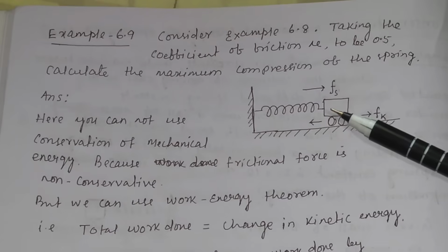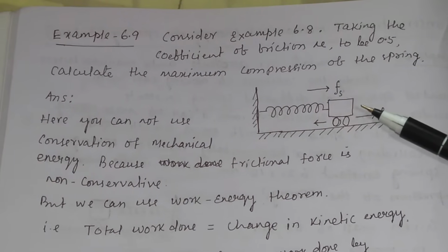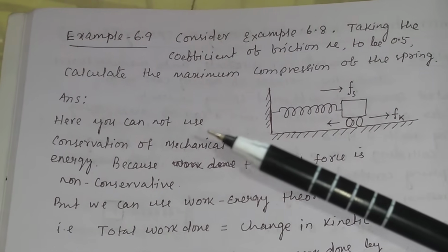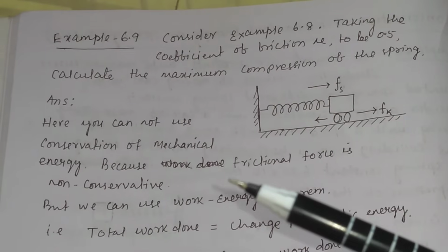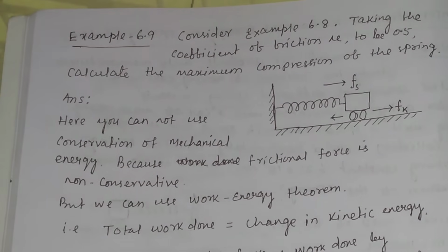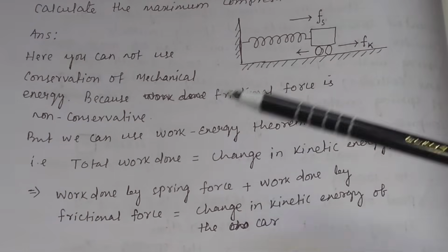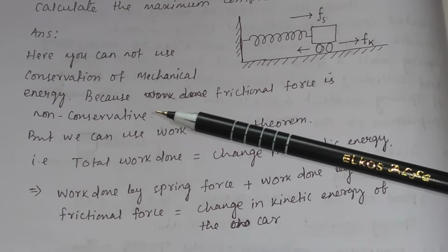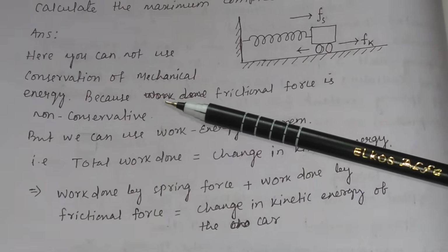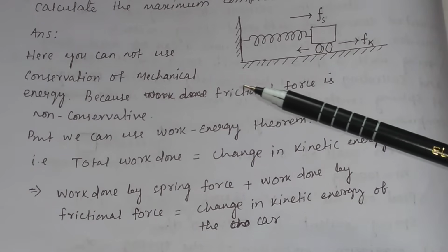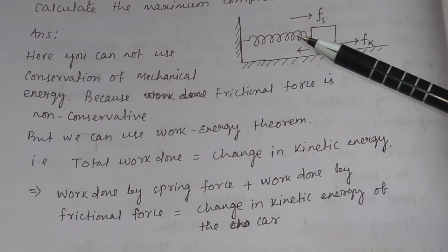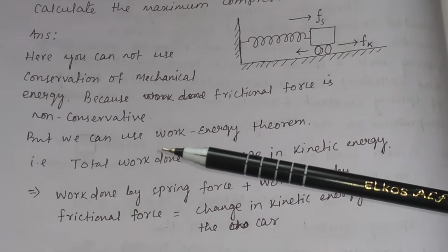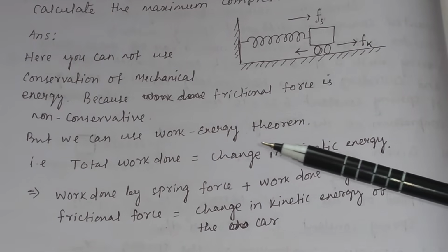So you have here, in addition to the spring force, another force, that is the frictional force. Here you cannot use conservation of mechanical energy because frictional force is non-conservative. You should note that conservation of mechanical energy is only for conservative forces like the spring force or gravitational force. But in case of frictional force, which is non-conservative, you cannot apply conservation of mechanical energy. So here what do you use? Here you can use the work energy theorem.